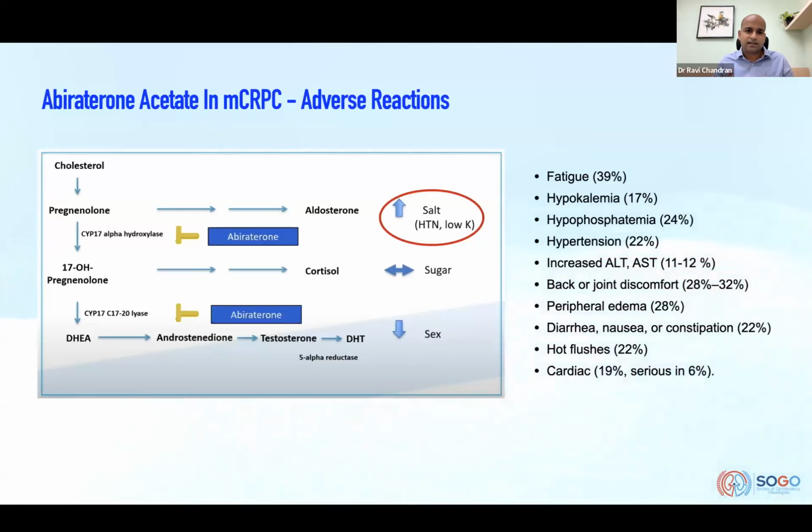Cortisol gets affected, leading to altered sugar values. And that is why for all abiraterone patients, we start them on some form of a steroid. And then eventually the dihydrotestosterone production does not happen, and that's how its mechanism in CA prostate works. Apart from hypertension, hypokalemia, and hypophosphatemia, one more thing which is important from our clinical practice perspective is increased ALT and AST. That has to be kept in mind.